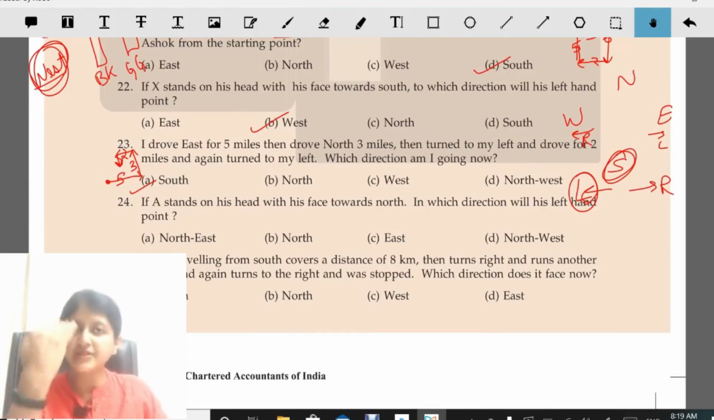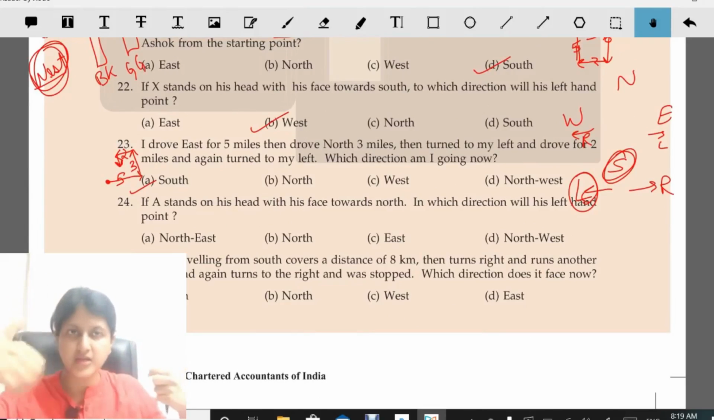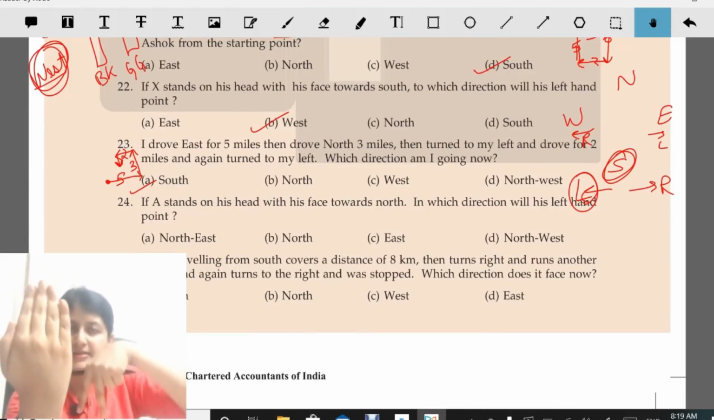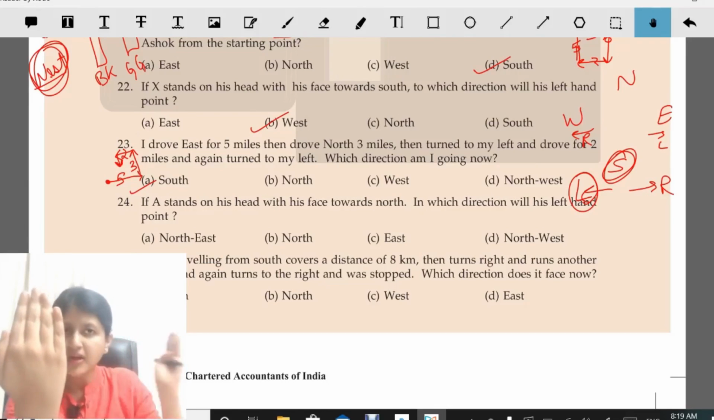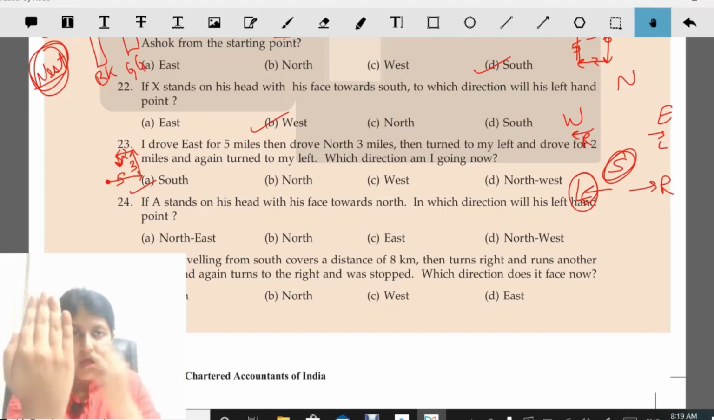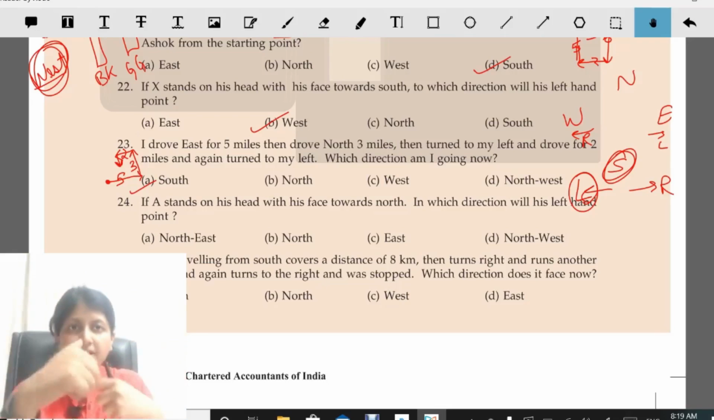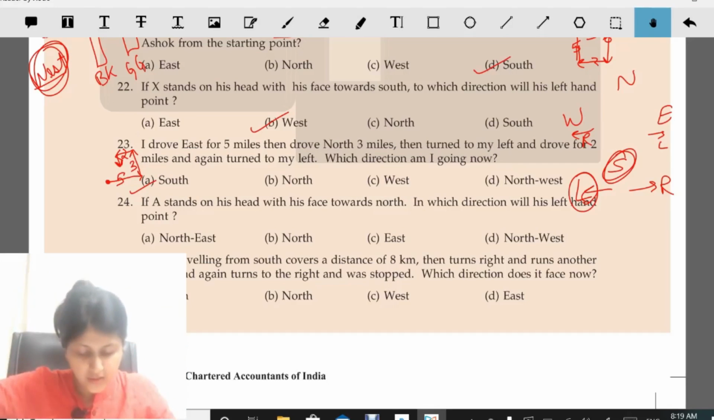Again, see if this is north and this is south, this is east and this is west. So if I am standing on my legs, north is here, what is my right hand? East. But he says standing on his head, facing north. If I am standing on my head, where will my right go? West. Okay. In which direction will his left hand point? So his left hand will point towards east.